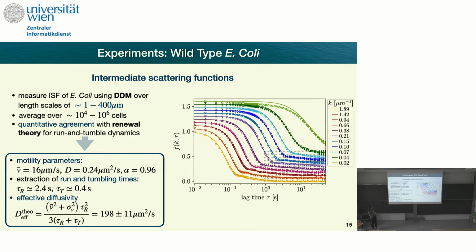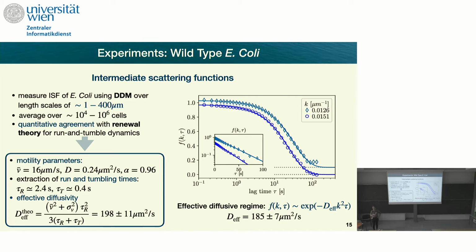We can first of all look at the theoretical prediction of an effective diffusivity by plugging in the fitting parameters, and we find the effective diffusivity is about 200 micrometers per second. And we can extract it also by looking at these intermediate scattering functions at even larger length scales and look whether they decay exponentially, and then we can extract the effective diffusivity just from these two curves. By doing that, we come up with an effective diffusivity that is very much in agreement with what our model would predict.